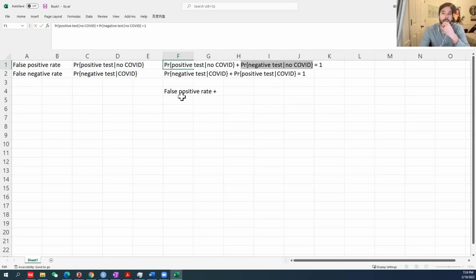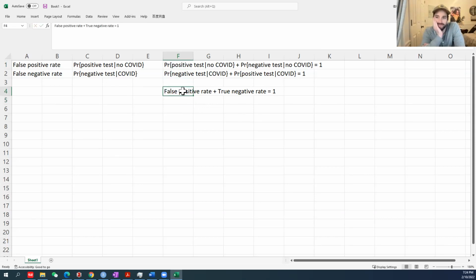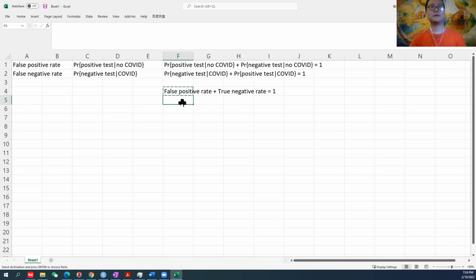Are you with me here? As you can see, we do not add the false positive and true positive rate to find one, but we add the true negative rate to become one. I'm basically translating the probability to the concepts or the terms that we already learned. All right, then based on the same rule, we do the same thing here.